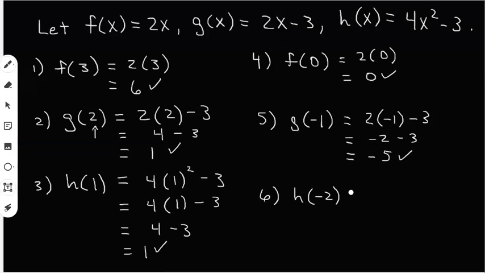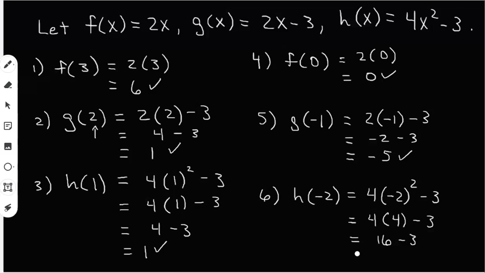Number 6, you got h of a negative 2. You go back and replace the x. So you got 4 times negative 2 to the second power minus 3. So what am I going to do first? You always do, please excuse my dear Aunt Sally. You're going to do the exponents first. So you're going to do negative 2 times a negative 2, which is going to be a positive 4. Right. So 4 times 4 is going to be 16. Subtract 3. So 16 subtract 3, it's going to come out to be 13.